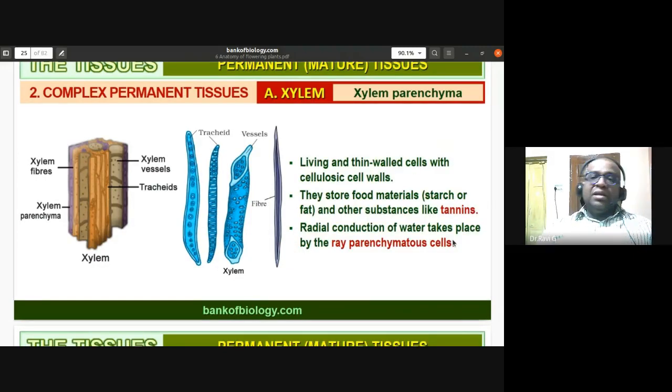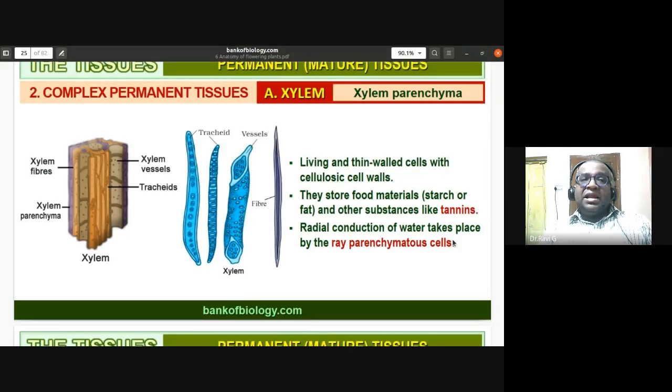The xylem parenchyma is the only living component of xylem. So they are living and thin-walled cells with cellulosic cell walls. So here you don't notice lignin because they are parenchyma. They store food materials, starch or fat, and even substances like tannins and alkaloids; they are stored in this xylem parenchyma.